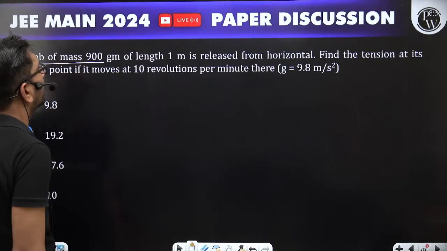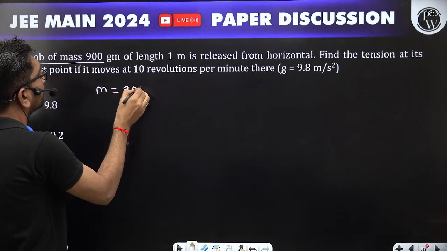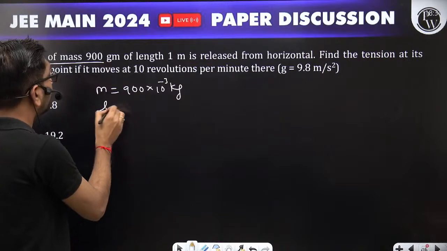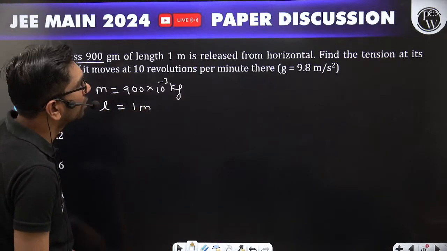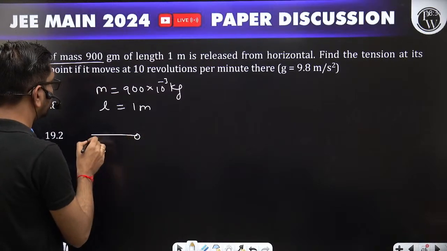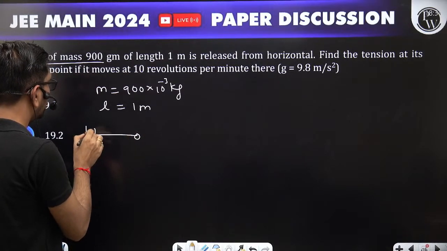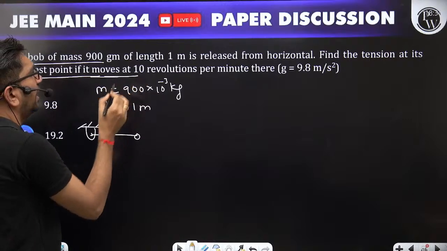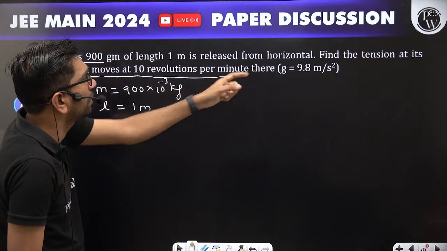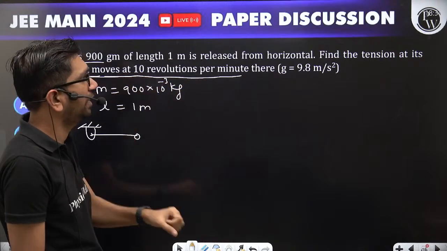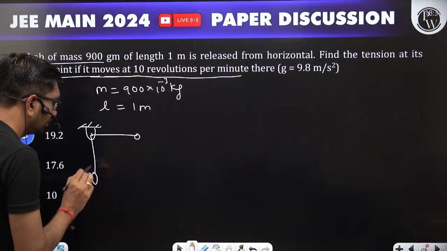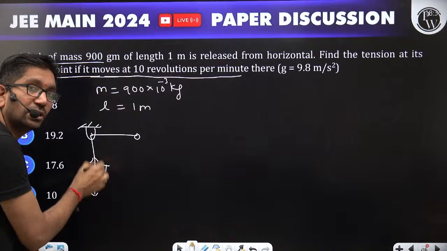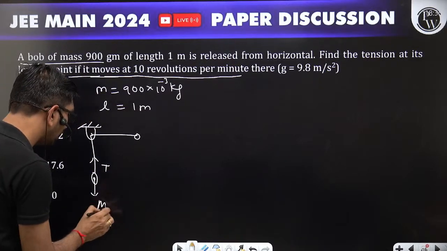A bob of mass 900 gram, convert into kg, 900 times 10 power minus 3 kg, of length 1 meter, is released from horizontal. Find the tension at its lowest point if it moves at 10 revolutions per minute. You have to find the tension when it reaches here. The tension is in the upward direction and gravity is pulling in the downward direction, right?